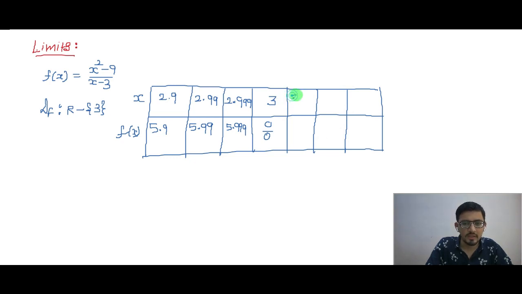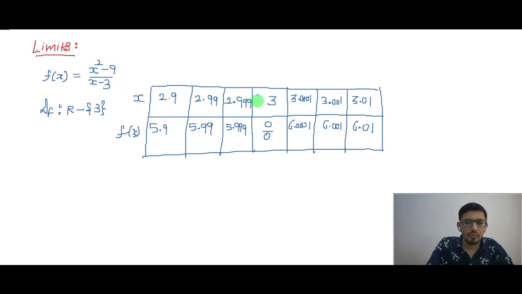Now assume that some values I am taking on the right side of 3. For example, if I'm taking 3.0001, 3.001 and 3.01, the corresponding f of x will be 6.0001, then 6.001 and 6.01.